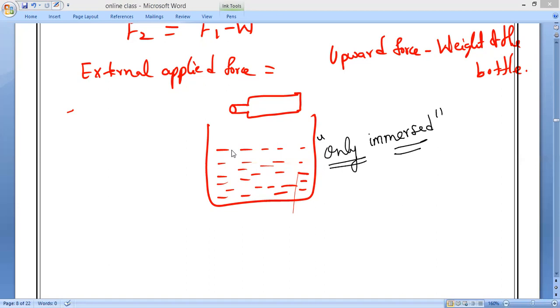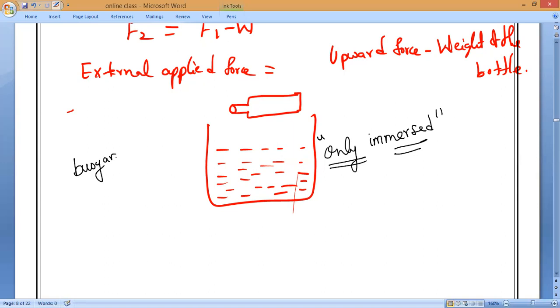Okay, write the definition fully. The upward force exerted by the liquid on a body immersed in it is known as upthrust or buoyant force. What is the spelling of buoyant? Upthrust, or we can say buoyant force. Okay. Next.